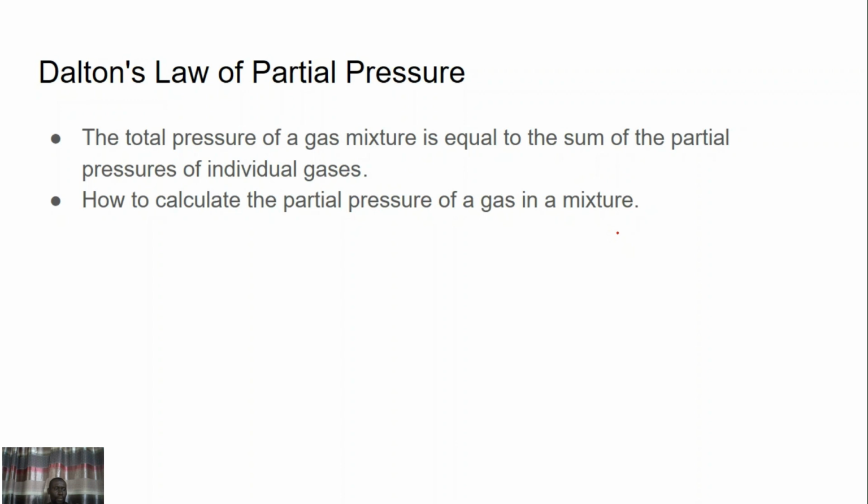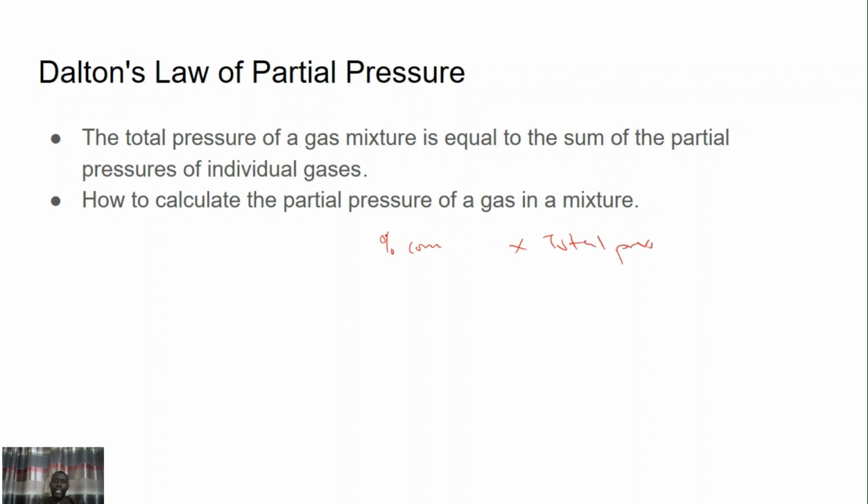Dalton's law of partial pressure tells us that the total pressure of a gas mixture is equal to the sum of the partial pressures of each of the gases, and this usually applies to a mixture of gases that are not chemically combined together. And don't forget, to calculate the partial pressure of each gas, it is usually the percentage composition of each gas times the total pressure.